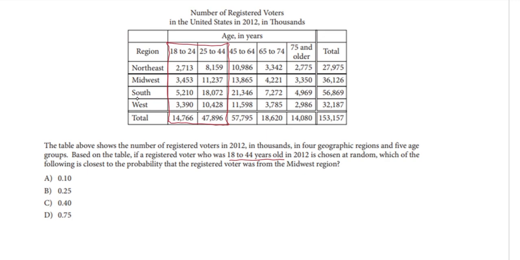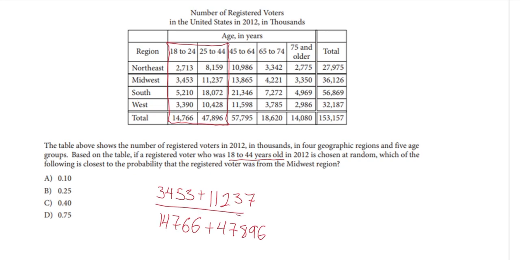So what we're looking for are Midwest, ages 18 to 44. So on the top, we're going to add the 18 to 24 for the Midwest, which is 3,453. And we're going to add that to the Midwest, 25 to 44, which is 11,237. We're going to divide this by the total number of people within these age groups. That's going to be 14,766 plus 47,896.